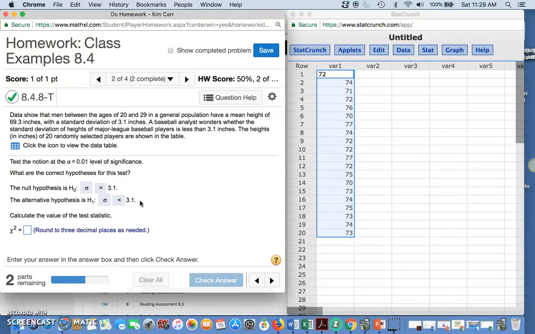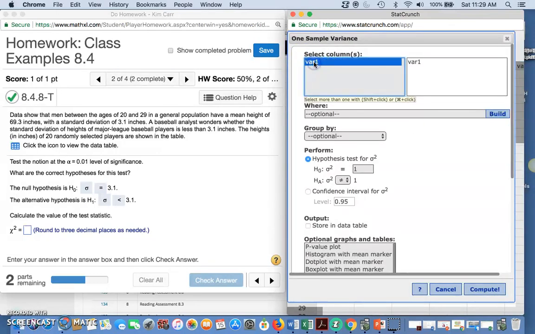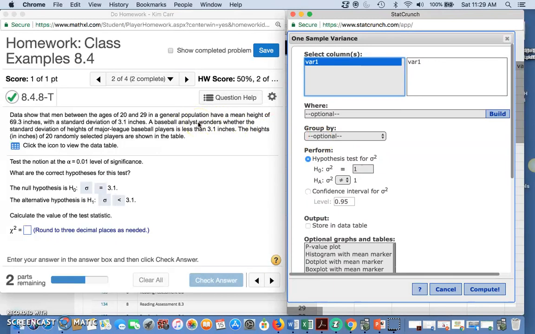Okay, we want to calculate the test statistic. So we're going to go to Stat, we're going to go to Variance, we're going to go to One Sample, and this time we want to do it with data. The data was in the column that was called Bars 1. Now, the hypothesis test. The standard deviation that you found in your sample was 3.1. So we need to do what? Okay, the 3.1 was in the sample, so it's taking care of that part already itself.